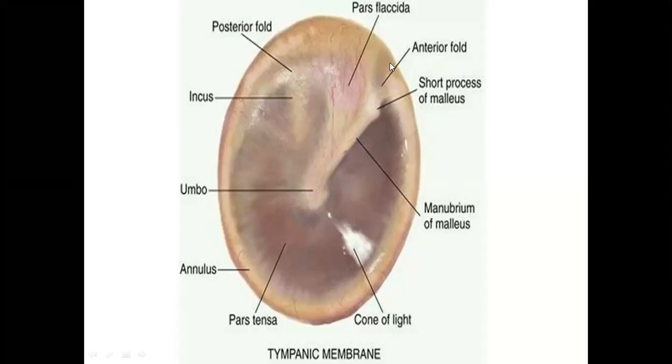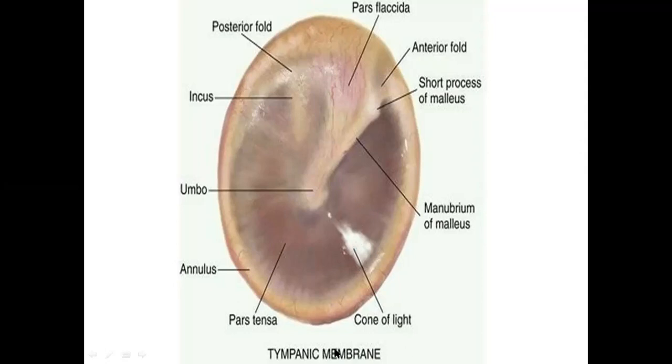This is a cartilaginous ring, and this is the pars tensa. This is the pars flaccida, and the thickening of the pars tensa is called the fibrocartilaginous ring, and this is the cone of light. When you put a light over the umbo, the light waves come downward, inferiorly, and form a cone of light.